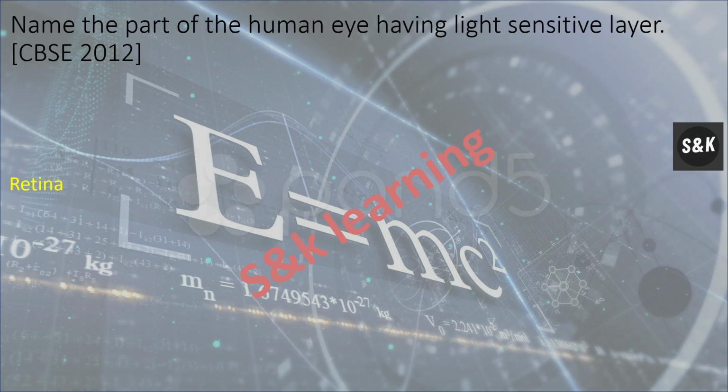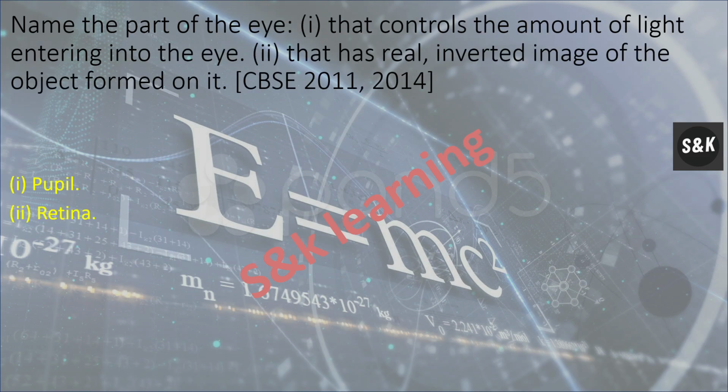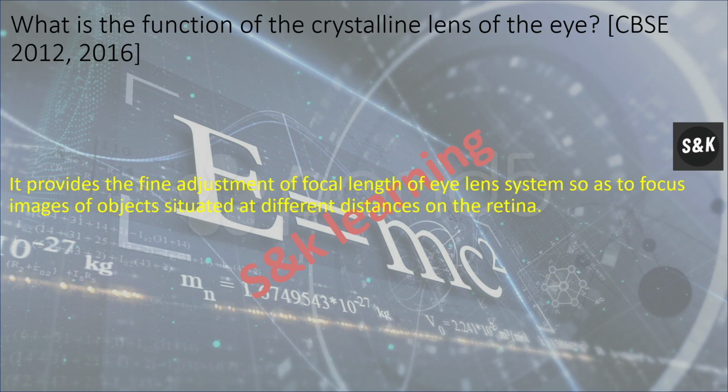Name the part of the human eye having light-sensitive layer. Retina. Name the part of the eye that controls the amount of light entering into the eye. Pupil. Name the part on which the real inverted image of the object is formed. Retina.